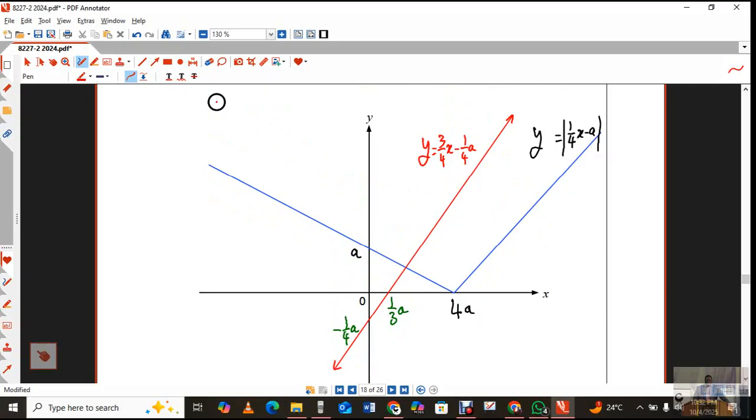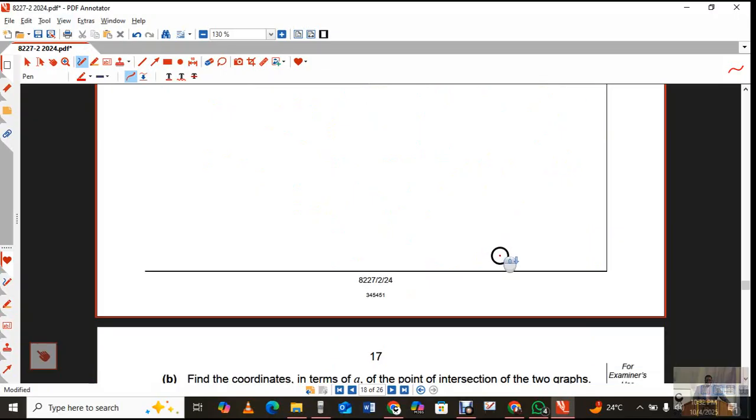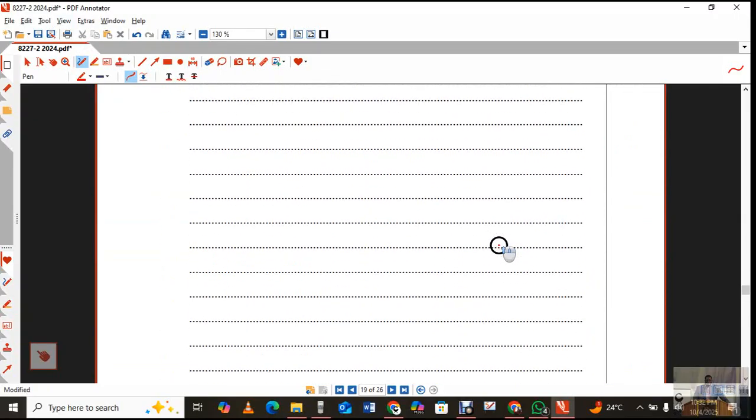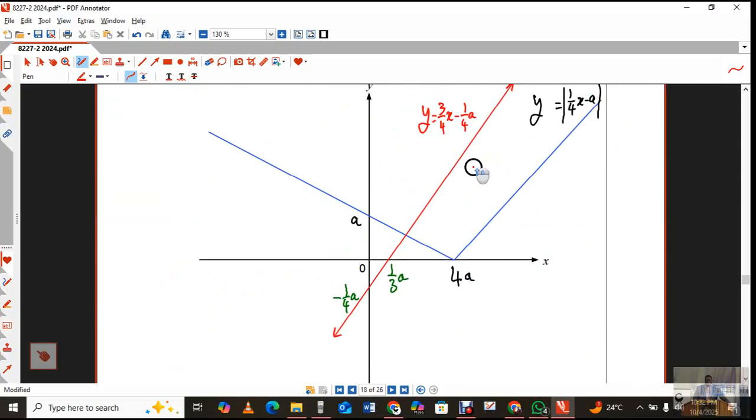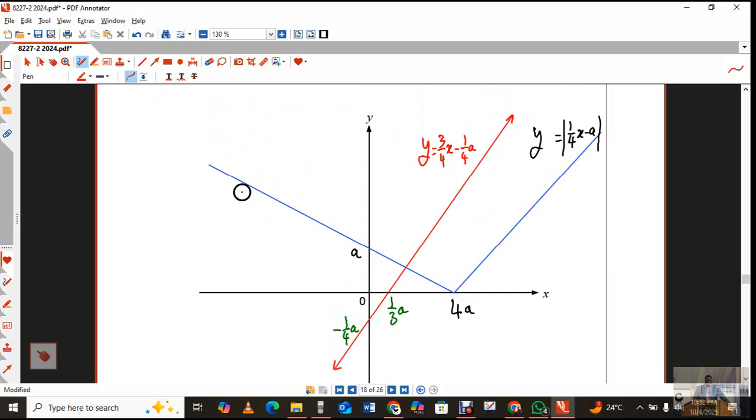It's really interesting. What I'm going to do is look at the next question. Part B, find the coordinates of A in terms of the point of intersection of two graphs. Now, this is very interesting. If you look at that blue graph, you can see that is the negative leg of it, okay? So it's the negative leg of that blue graph. So I know what it was. It was 1 over 4x. So just looking at the blue part, just this one part, I'm going to take that as a line.